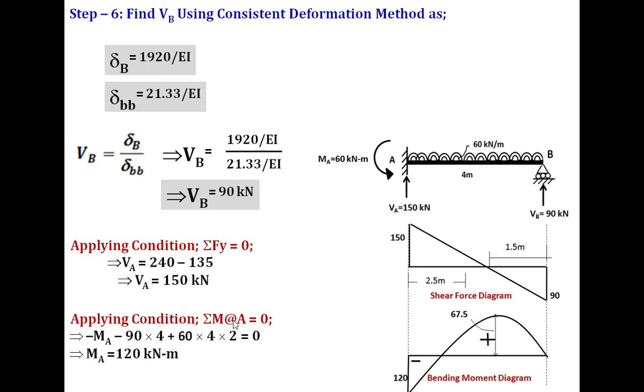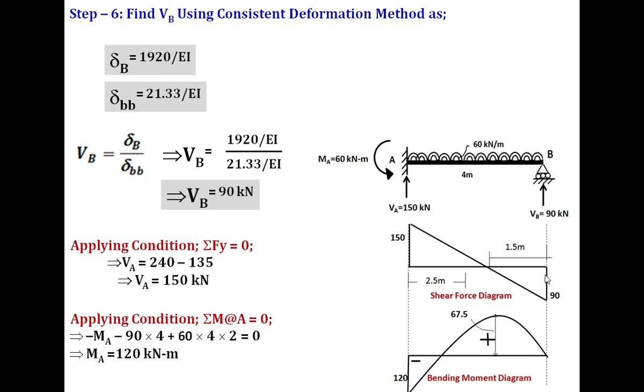Okay, so the bending moment at this point: when we take sigma M equal to 0 here, minus MA, that is MA anticlockwise, plus 90 into 4, minus 60 into 4 into 2 must be 0, and when we solve that we get MA equal to 120 kilonewton meters. So MA is 120, which is a hogging kind of moment, negative. For the shear force diagram, it is 150 upward, and 60 into 4 is 240. If we go down it will become minus 90, and this 90 will make it 0. So this is the shear force diagram.